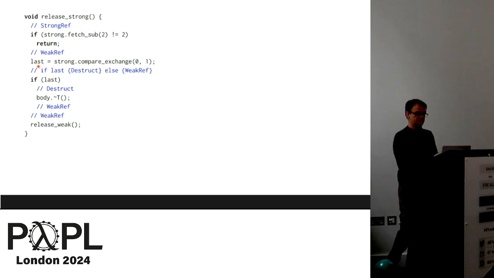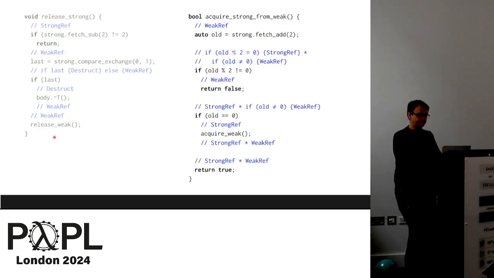And then we try to do this crazy thing of turning it from 0 to 1. So this is closing it. What that means is if we succeed in closing it, then we get this destruct permission, and otherwise we have the weak reference. If we do have the destruct permission, then we can run the destructor, and when we run the destructor, we get back our weak reference. Otherwise we've got a weak reference from failing to close it, and then we release the weak reference. And this all goes through in Starling quite nicely, with a lot of meaning in what those definitions are.